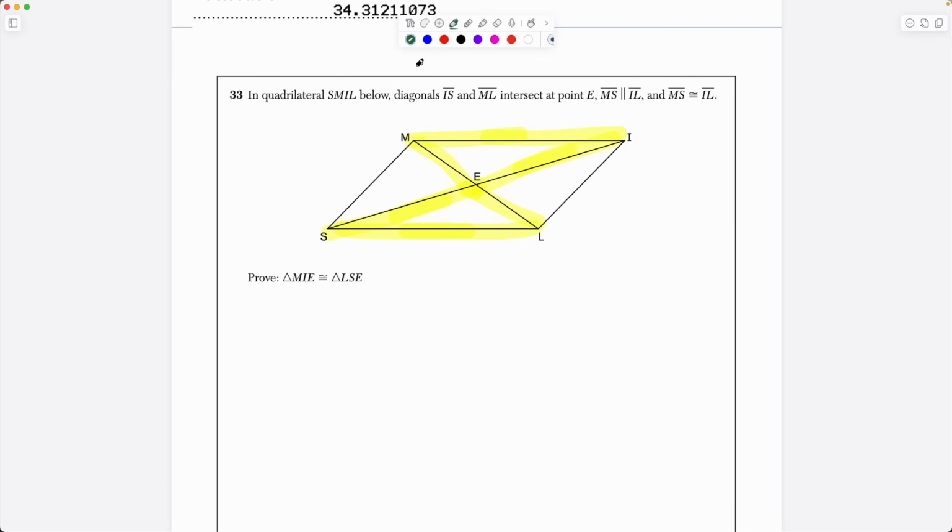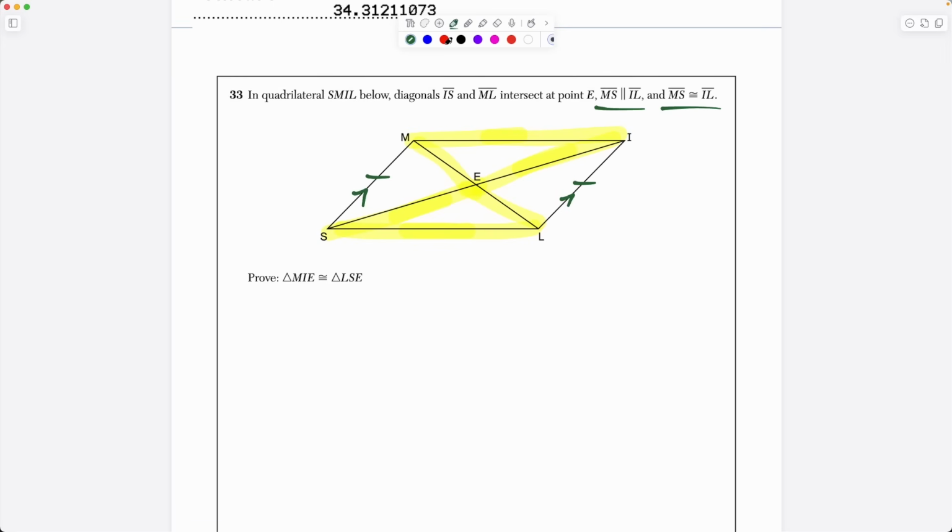So what I like to do for questions like this is just transfer the givens over to the diagram. So we were told that MS is parallel to IL. Okay, so these segments here are parallel and they are also congruent. So now the first thing that goes off in my head is I want to say that this quadrilateral SMIL is a parallelogram because one pair of opposite sides are both congruent and parallel.